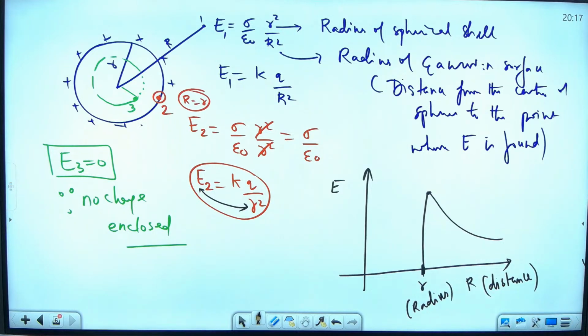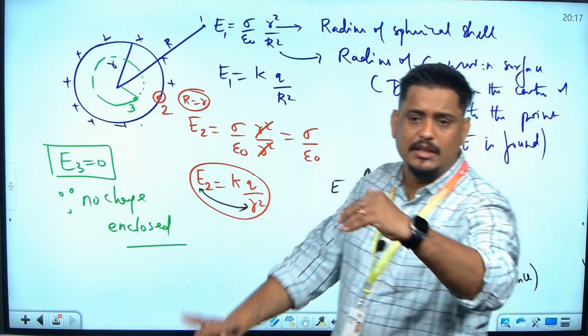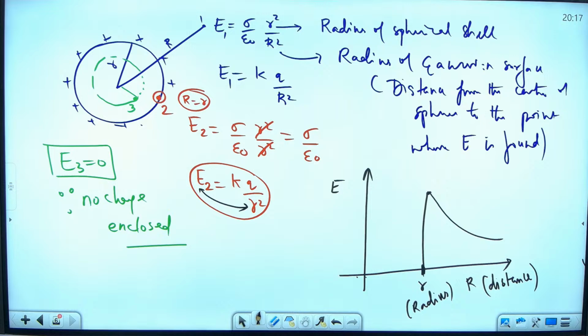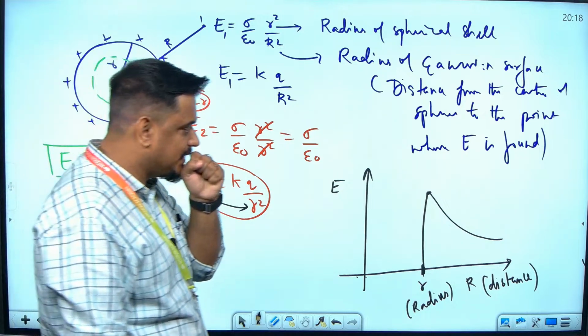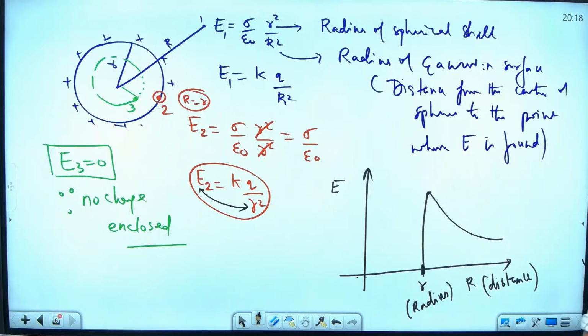Are you getting the point? Which shows that till r becomes the radius, electric field is 0. The moment r becomes the radius, electric field is maximum, kq by r square, and then as you go away, electric field starts to reduce. Is it clear to you? Sure?